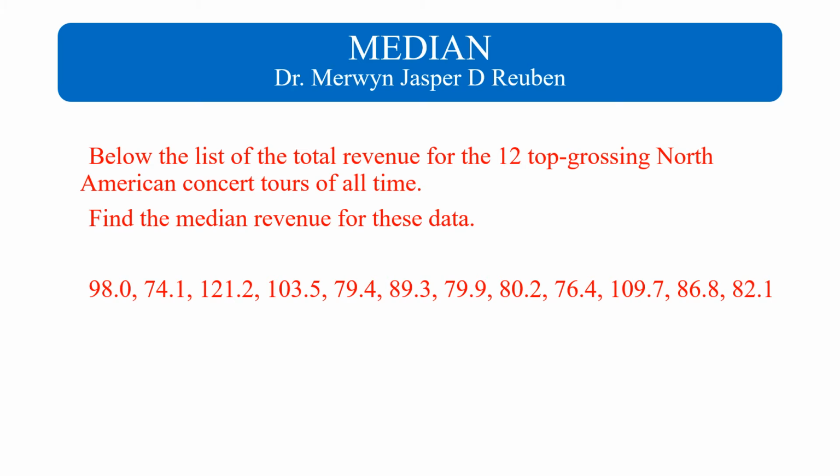In the previous example, the number of data values was an odd number. If the number of data values is an even number, then how do we calculate the median? So let's see an example for the number of data values which is even. Below, the list of the total revenue for 12 top grossing North American concert tours of all time is given. Find the median revenue for these data. So the values are given and we are asked to find the median. Here there are 12 data values. So this is an even number.